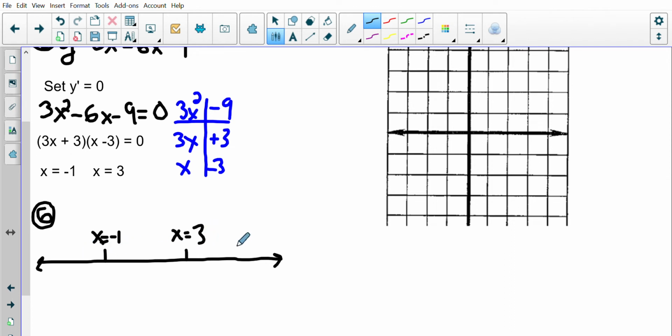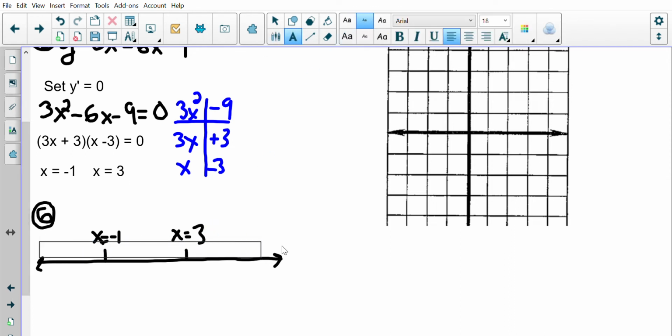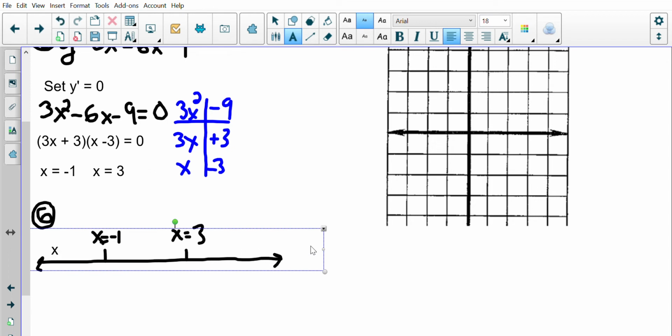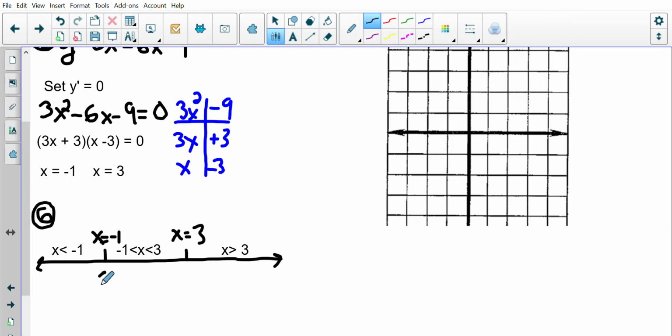All right, so I've got three intervals. We've got x is less than negative 1, between negative 1 and 3, and, of course, x is greater than 3. Now, because these critical numbers came from our derivative equaling 0, there's no cusp going on. There's no vertical tangent going on. All we can have is either a max or a min, or neither. So our derivative is 0 at that spot.